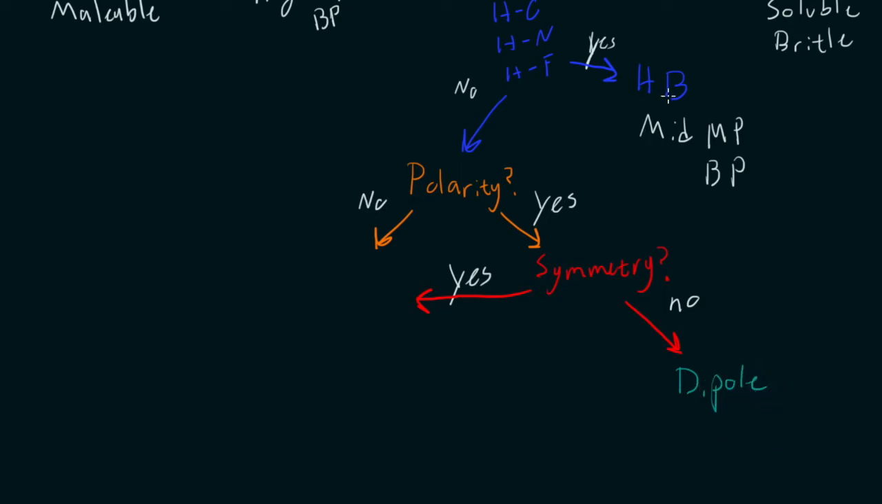These are going to be weaker than hydrogen bonding, but they're still going to have a mid melting point, medium boiling point. This might be solvents like acetone or dichloromethane. And then we can have something that has no polarity, then the only thing that's left is going to be London dispersion forces. And these are going to have very low melting points, very low boiling points. This is why things like nitrogen and oxygen are just gases at room temperature.